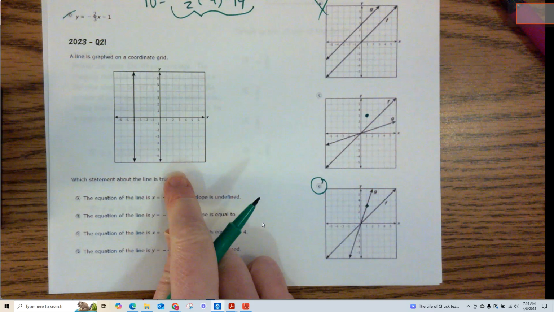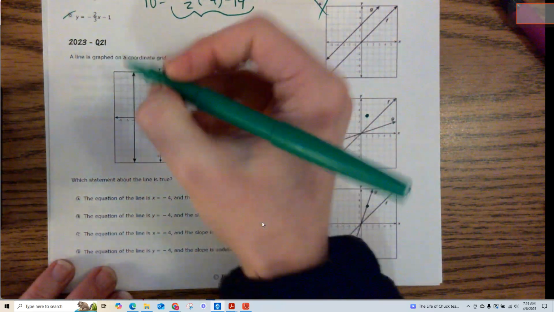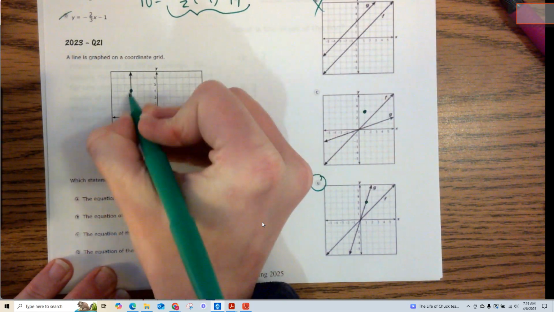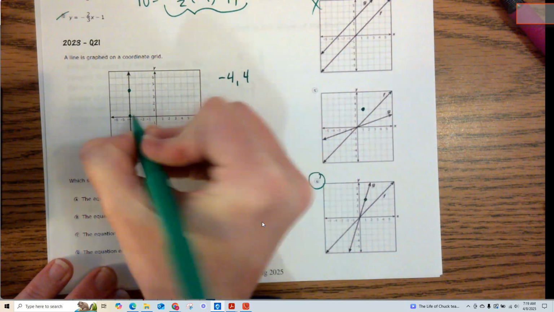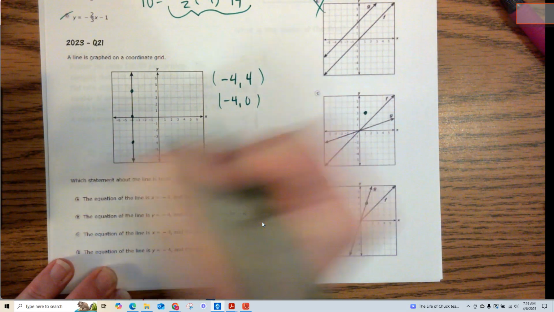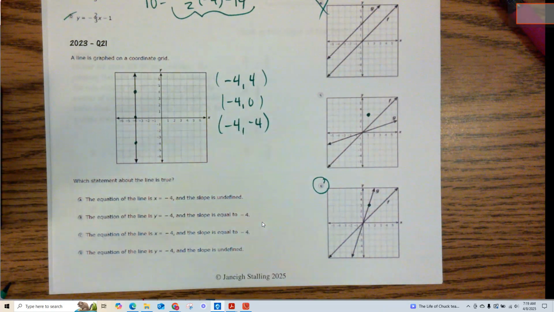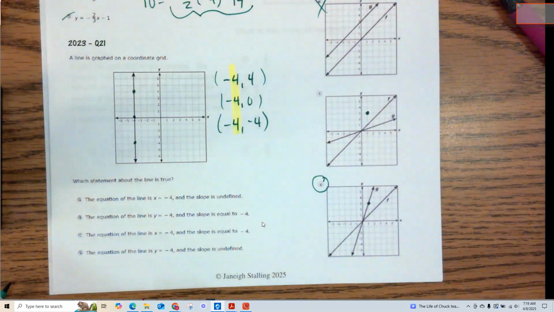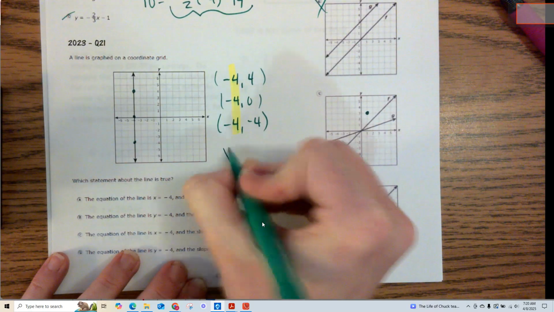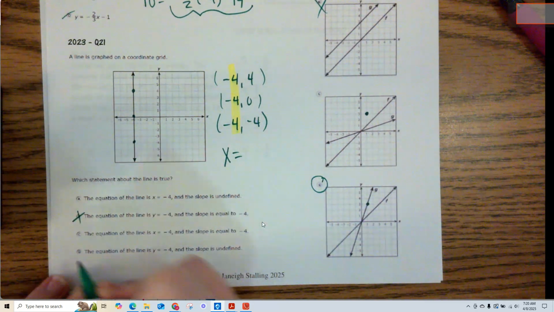All right, vertical and horizontal lines. Think about the points that are on this vertical line. Write some of the points down. Pick 2 or 3. So this point up here is negative 4, positive 4. This point here is negative 4 comma 0. This point down here is negative 4, negative 4. Look at what they all have in common. The x's are the same. Okay, that's your first clue. Vertical lines are always x equals. Always. So that means B is out, D is out.